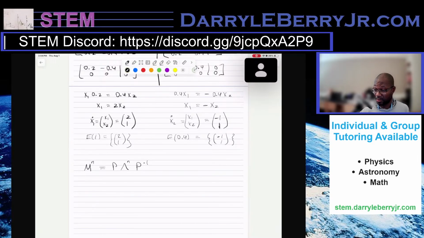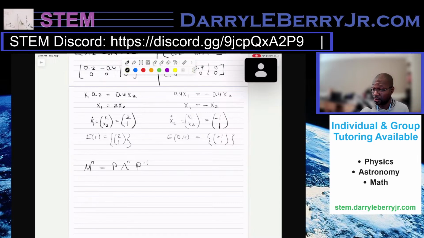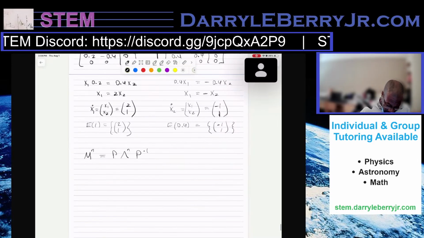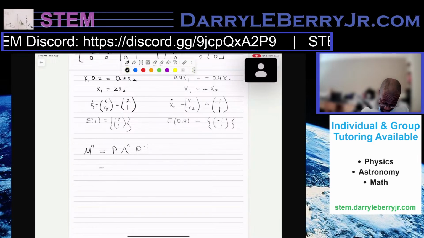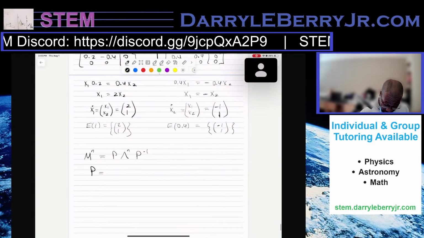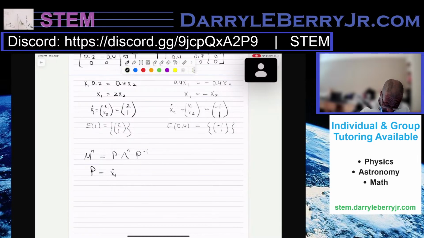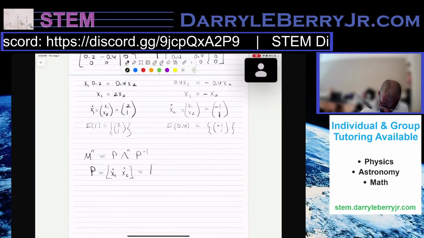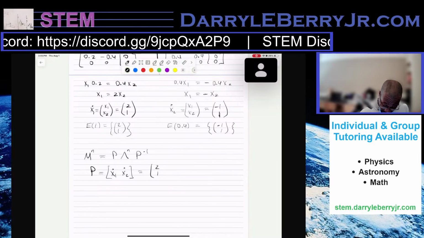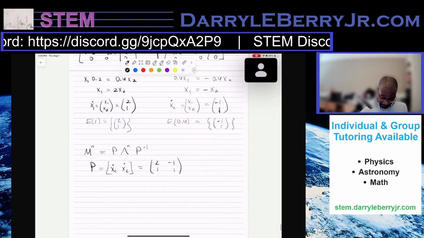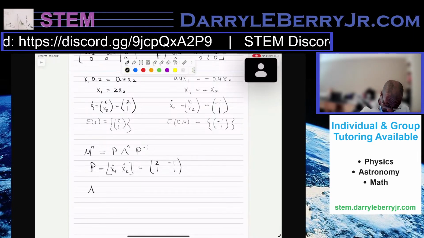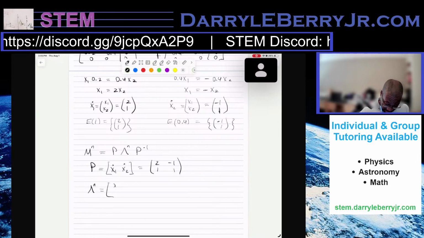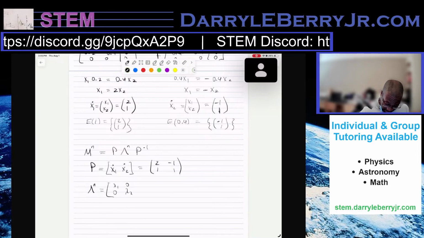So if we get a problem like this, it's not going to be that bad because it's a probability, so we'll be able to take a limit. But we're going to have to make sure we get that matrix right. So P, again, is going to be simply x1, x2. So P is easy enough: 2, 1, negative 1, 1. That's my P. My lambda to the n is going to be eigenvalue 1, 0, 0, eigenvalue 2, that whole thing to the n.